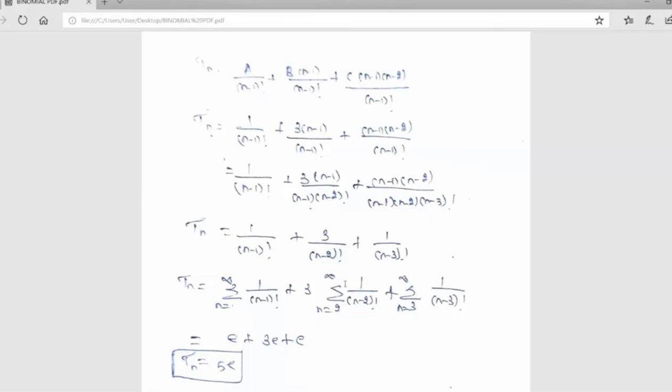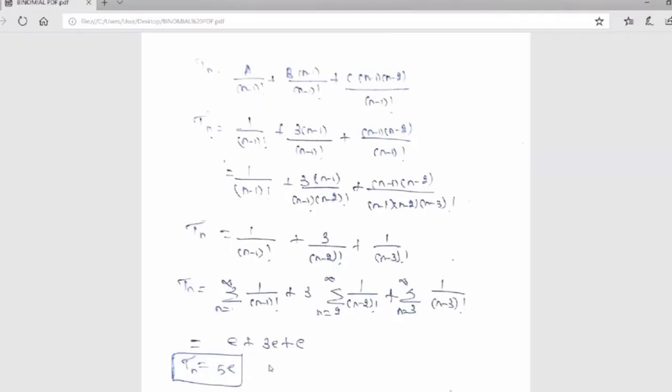And all these values we can simply write: this full value is nothing but e, this full value is nothing but e, and this full value is also going to be e only. So e plus 3e plus e is going to be 5e. The sum of the infinite series is nothing but 5e only.